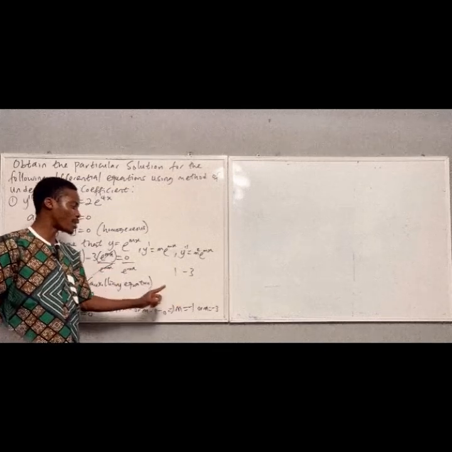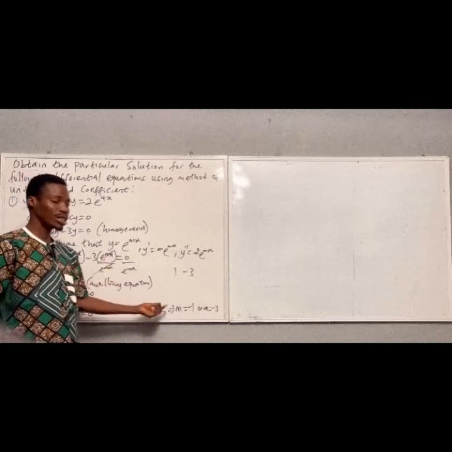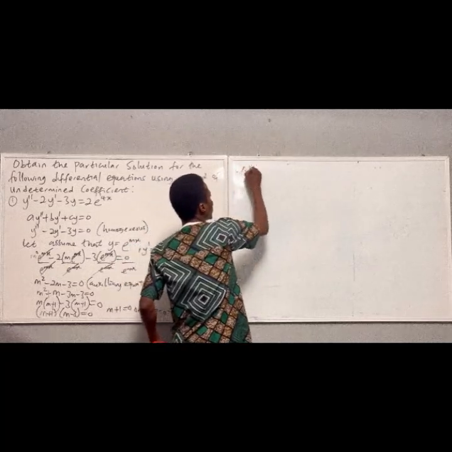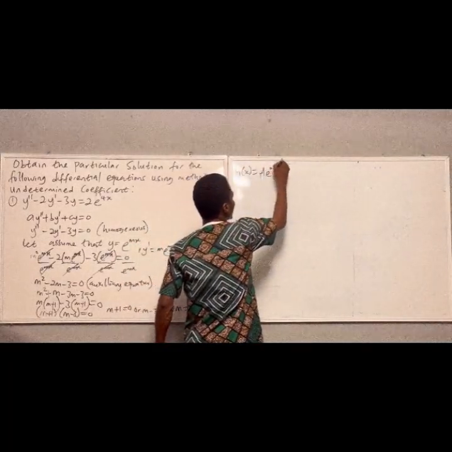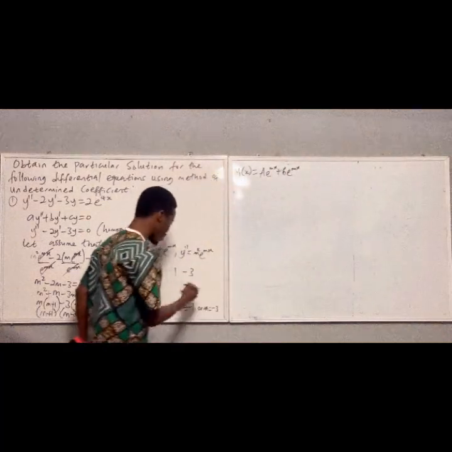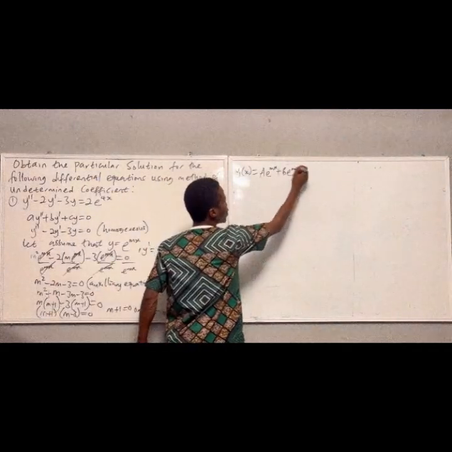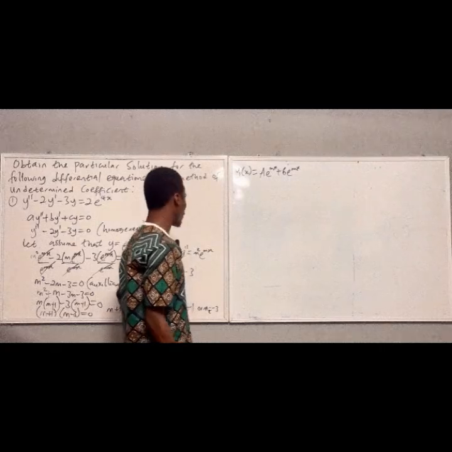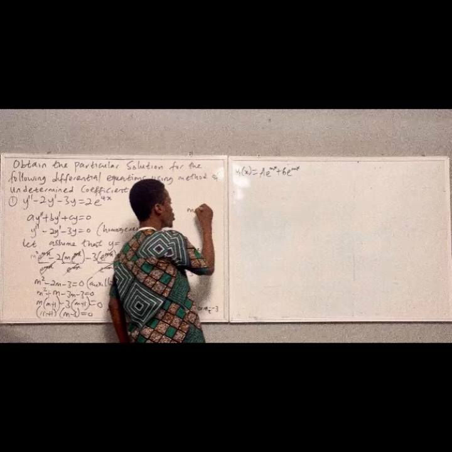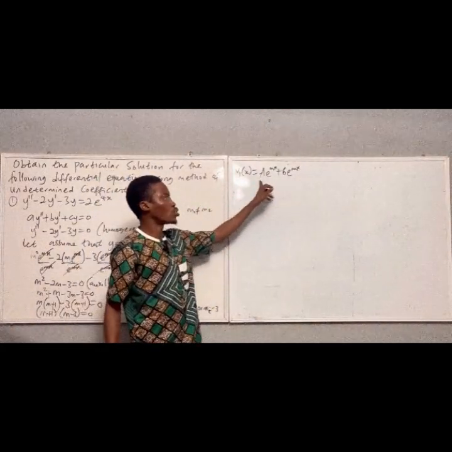That is, if our m1 is not equal to m2, it means it's a real root, distinct. It's a real distinct root. And we're going to have a general solution of y of x is equal to A exponential m1 x plus B exponential m2 x. It's still the same thing. Because our m1 and m2, you can see that here our m1 is not equal to m2. If our m1 is not equal to m2, my general solution will be in this form.